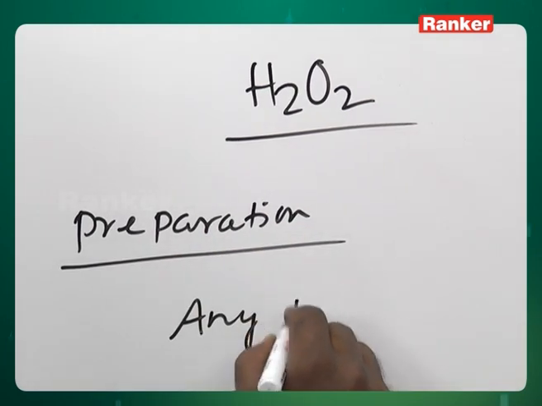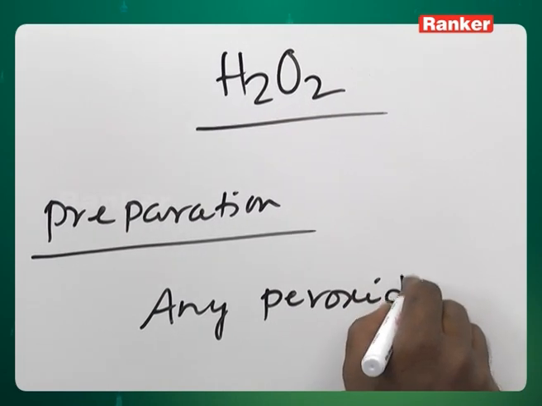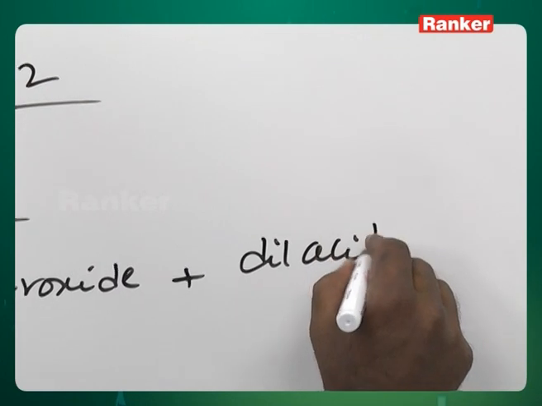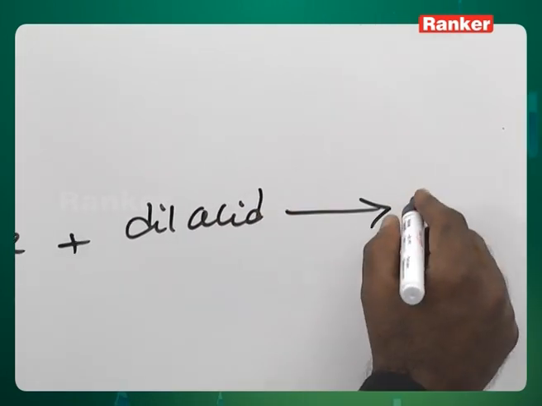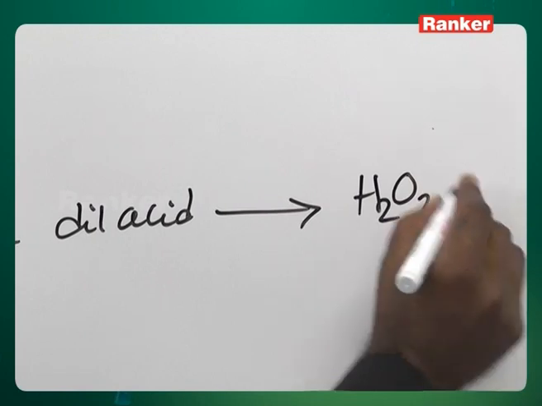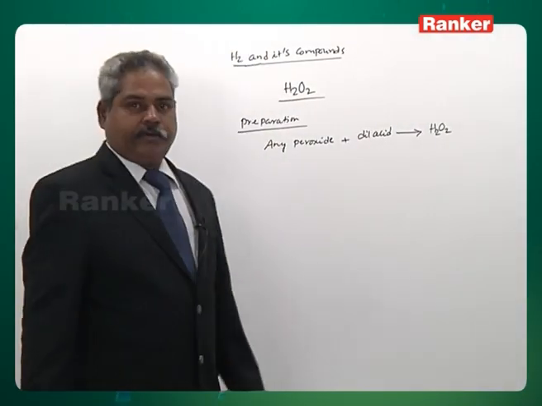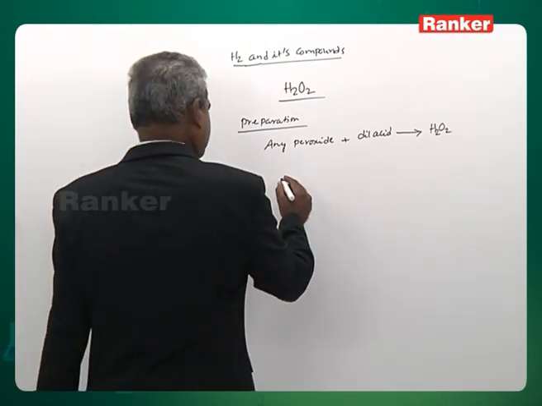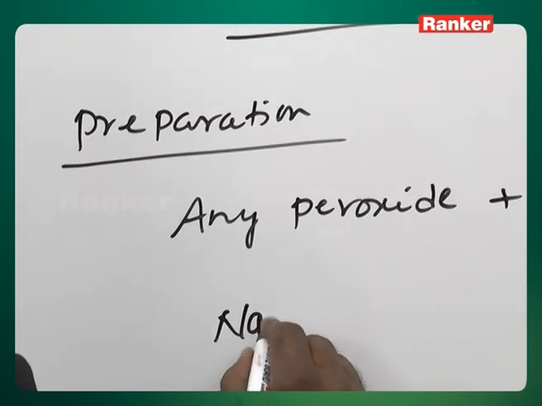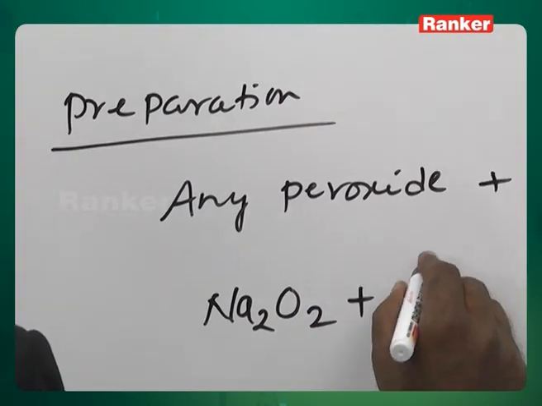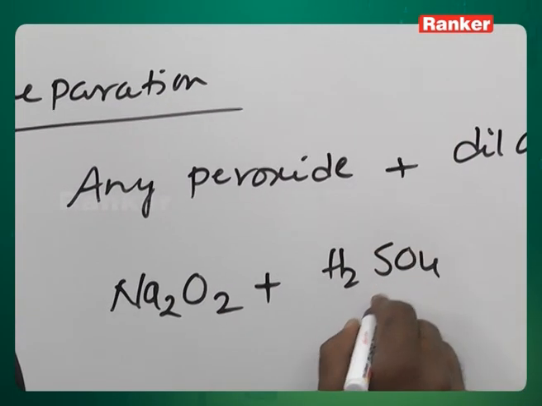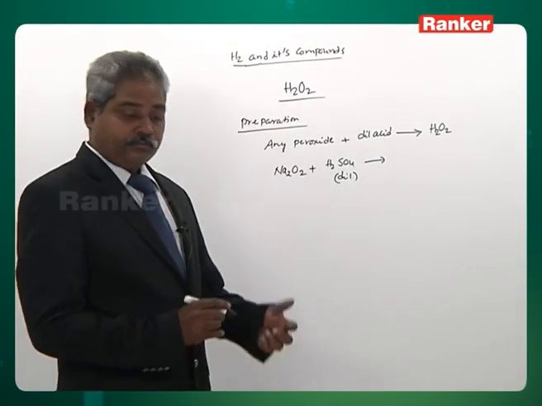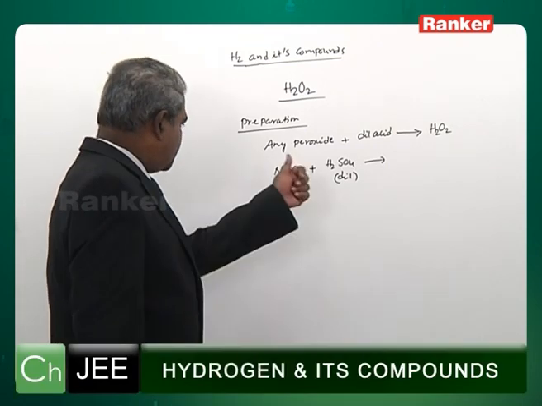Any peroxide plus dilute acid, you get hydrogen peroxide. Any peroxide, you should start with a peroxide. Look here. Na2O2 plus dilute H2SO4. Will you get H2O2? It depends on whether this is a peroxide or not.